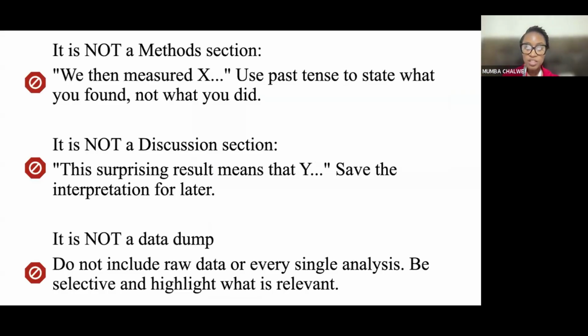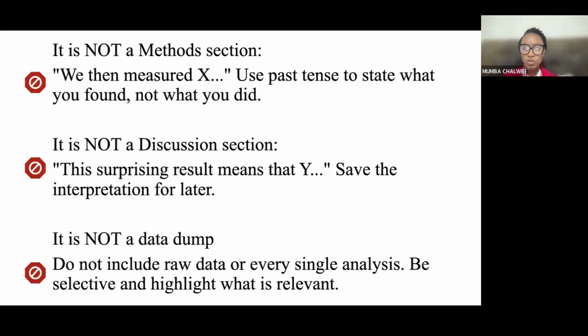So the results section is not a methods section. Okay? You're not talking about what you did, and what you want to do is rather use the past tense to state what you found, not what you did. So the key difference, okay? It's not a discussion section. This surprising result means this? No, no, no. The results section is purely to present what you found.